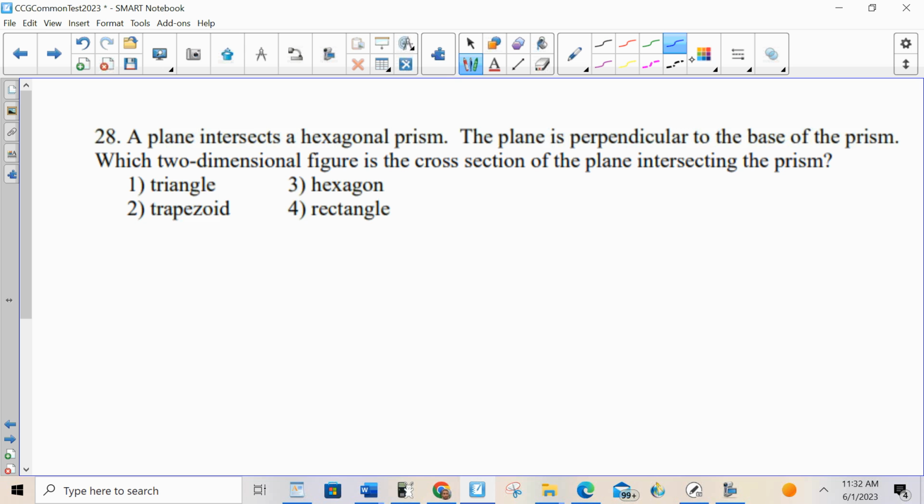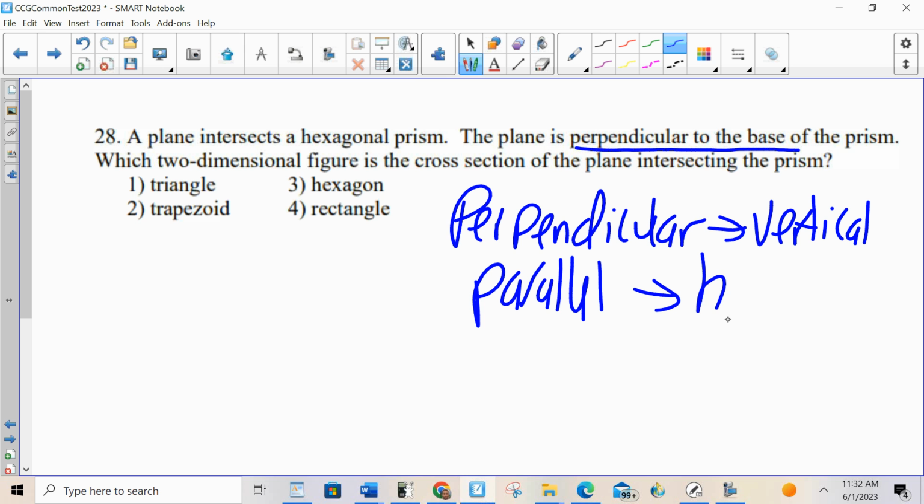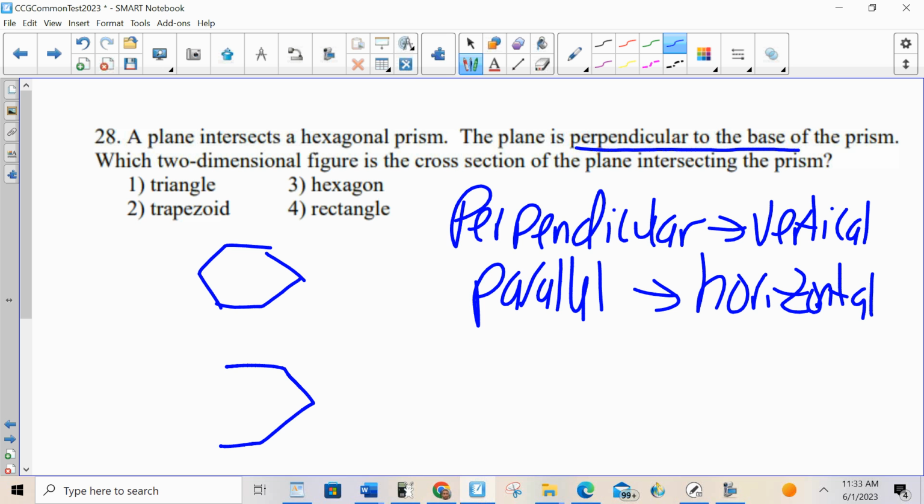First off, perpendicular to the base is always vertical, and parallel to the base is always horizontal. So if I have a hexagonal prism, which I don't even want to try and draw. Should I do it anyway? 1, 2, 3, 4, 5, 6. 1, 2, 3, 4, 5, 6.